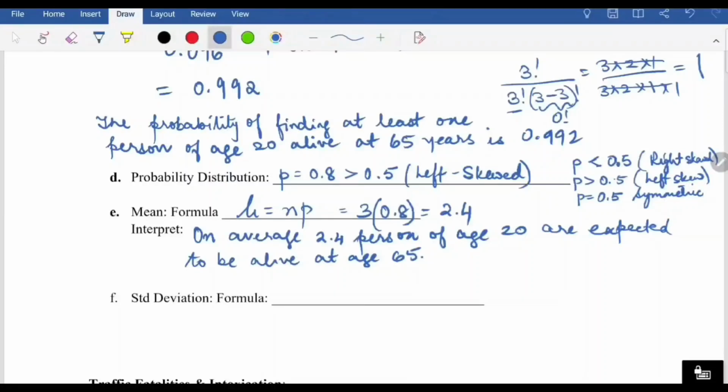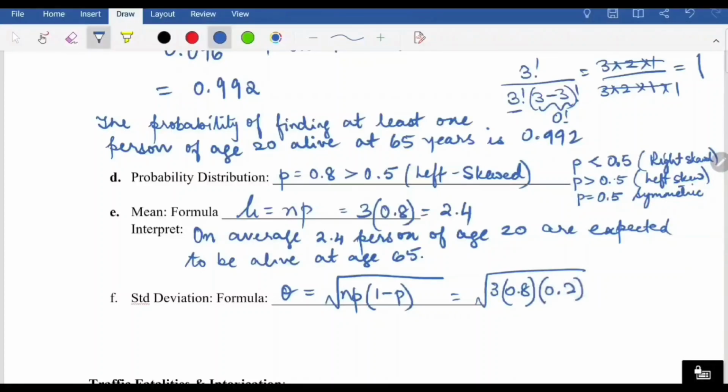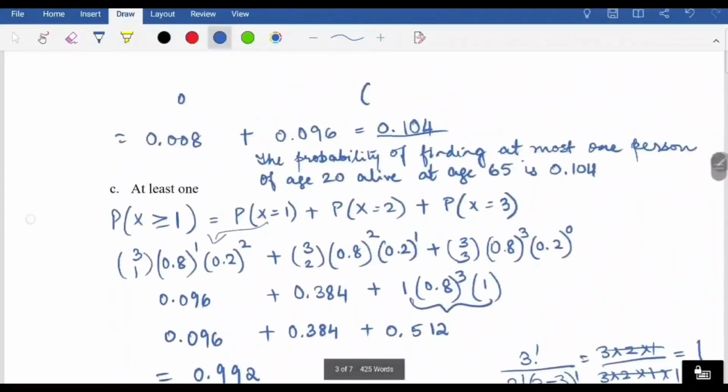Standard deviation: the formula for the standard deviation is square root over n times p multiplied by 1 minus p. All right, so let's plug in the values. 3 times 0.8 for p and 1 minus p is 0.2, which is going to be square root over 0.48 for a value of 0.693.